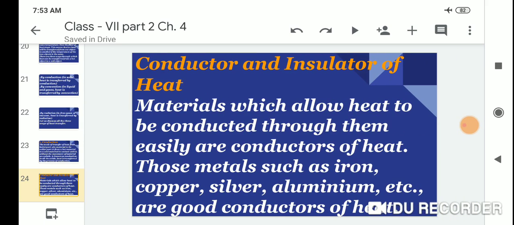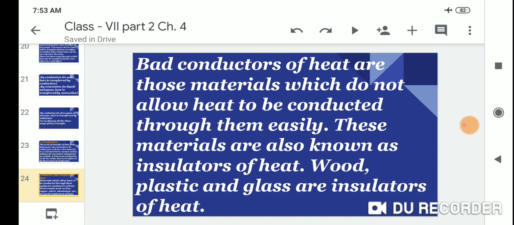Conductors and insulators of heat. Materials which allow heat to be conducted through them easily are the conductors of heat. Materials such as iron, copper, silver, aluminium, etc. are good conductors of heat.